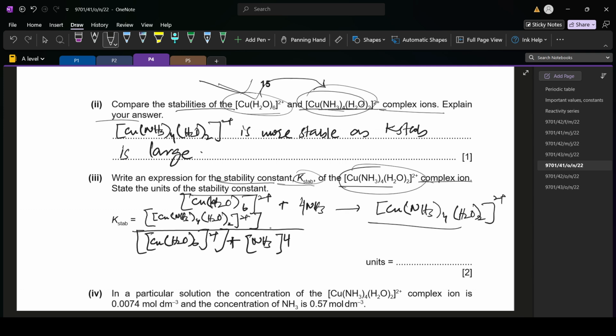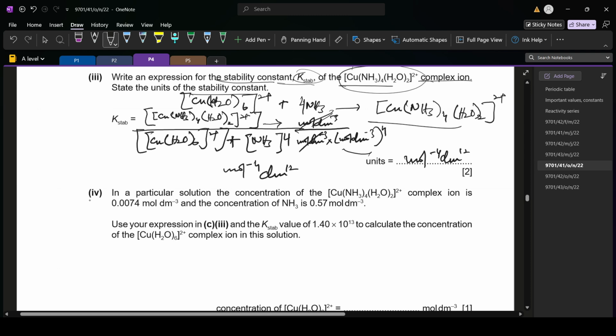Now you have to state the units as well. So what will be the units? Here you will have a unit of mole per dm cube, and down in the denominator you have mole per dm cube multiplied by mole per dm cube to the power 4. So this dm cube cancels out with this dm cube, and finally you will have mol^-4 dm^12. So these are your final units. Okay, let's move to the next part.